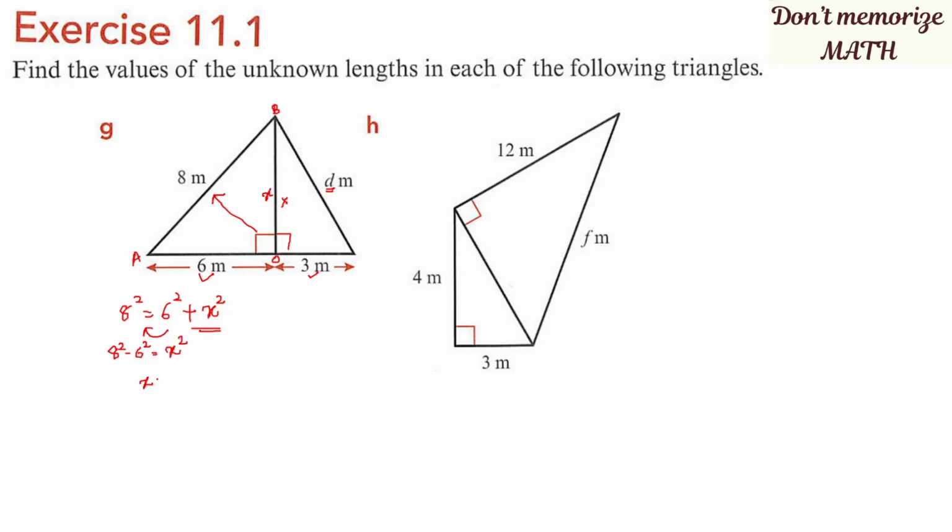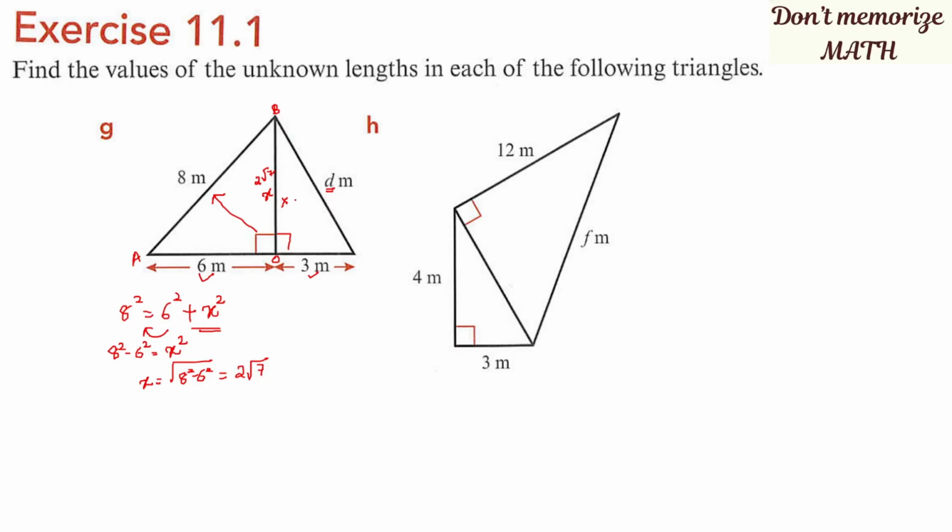So x will be equal to square root of 8 square minus 6 square. Take the calculator, square root of 8 square minus 6 square. You will get 2 root 7. So no need to change to decimal. This is not the final answer, right? So you can just write 2 root 7. That's enough. Okay, so here you got this side is 2 root 7, then you can consider this triangle.